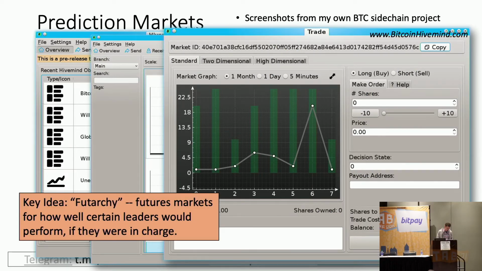The software does a lot of cool things, but the crowd favorite is futarchy, which is an idea where you have futures markets on how well certain leaders would perform if they were in charge. And so this idea is obviously very distressing to bad leaders because we can learn about exactly how bad they are going to be before we cast a vote for anyone. So I think this is one of the most important ideas in the whole world.